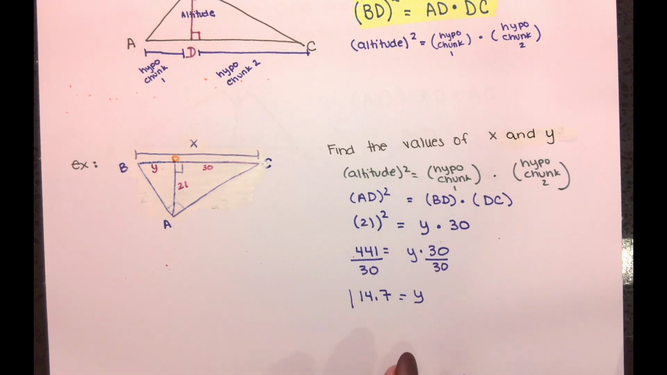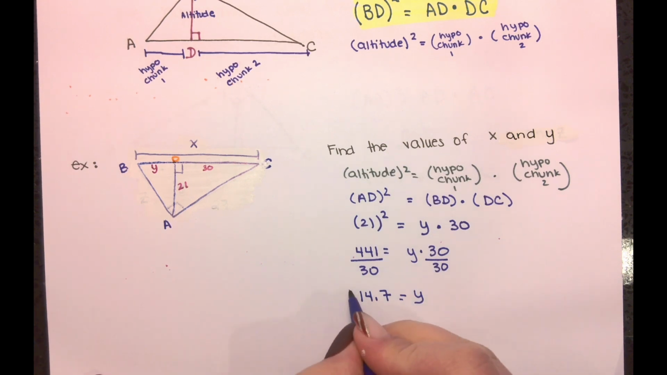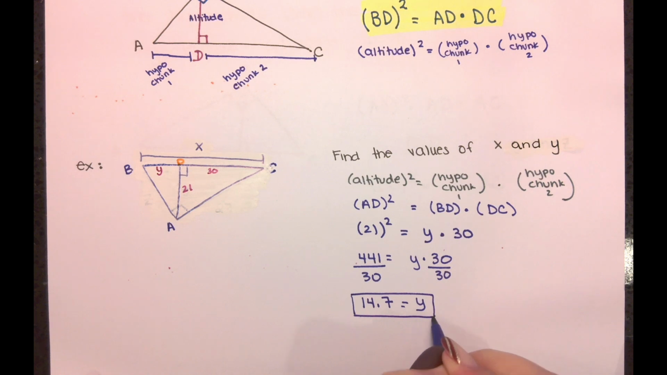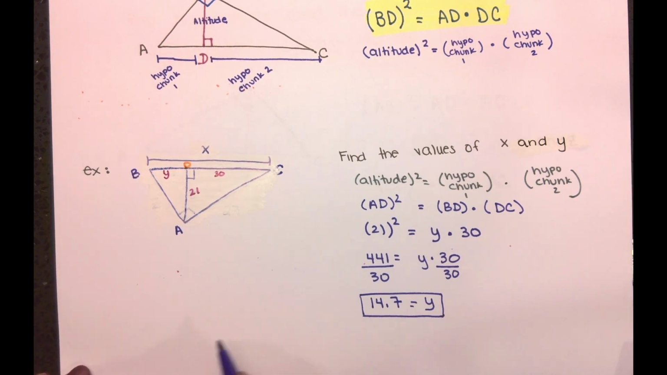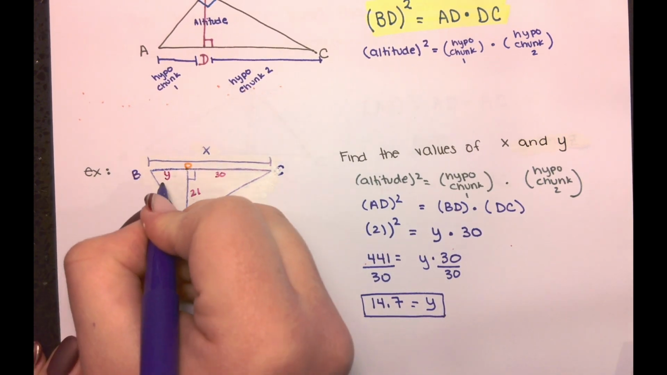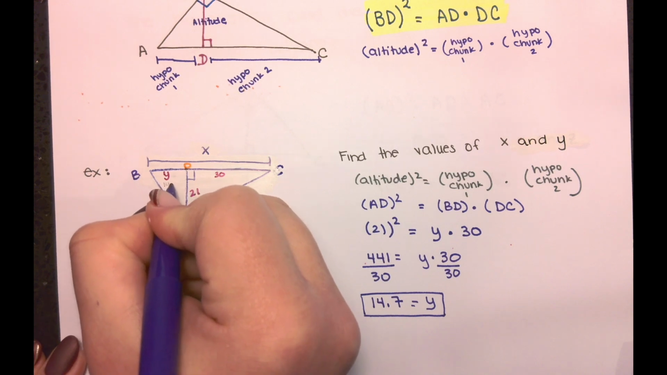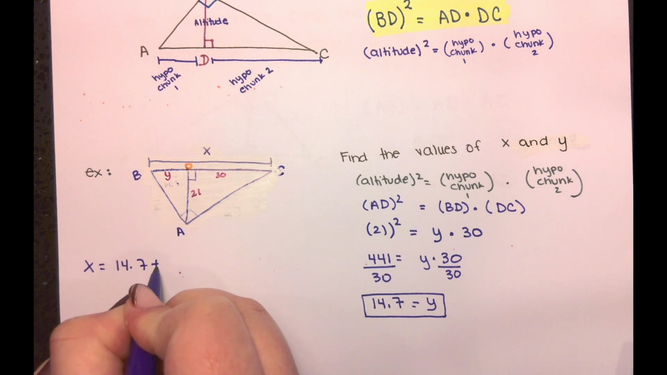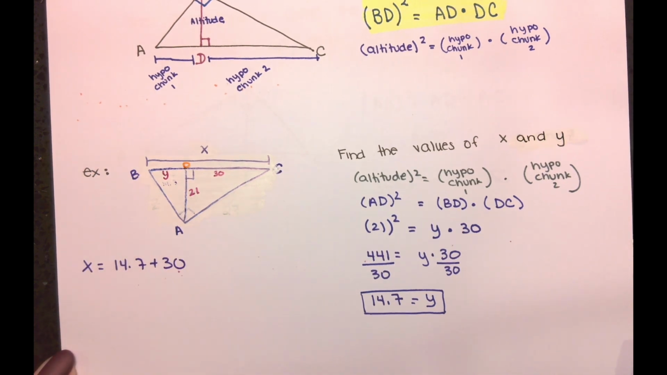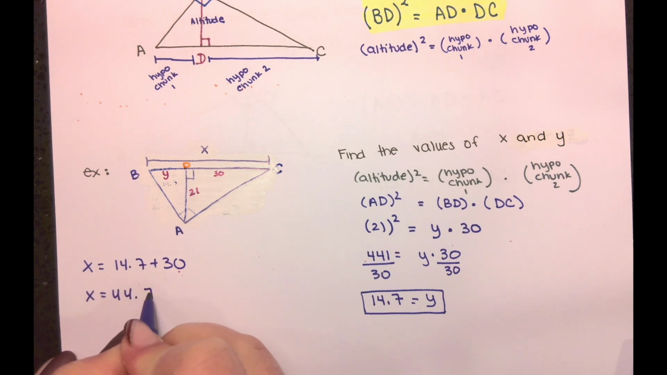So now we do have this 14.7. I hesitated there for a second to see what they wanted. They wanted an x as well. So they want a total. So this total, our y is 14.7. So we have x is equal to 14.7 plus 30, which gives us 44.7.